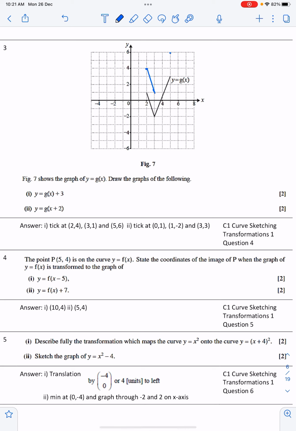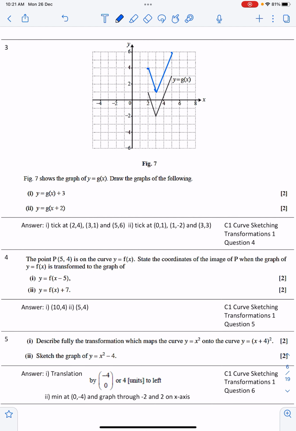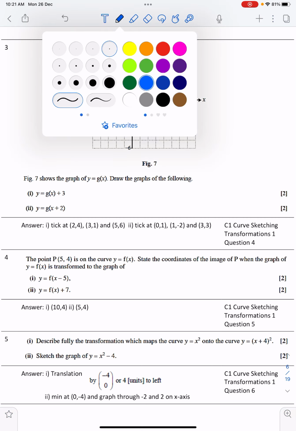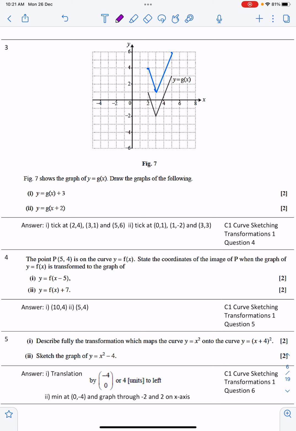The resulting curve is going to be this one which I have drawn here. Okay, for the next part you have to shift it by 2 units. Whenever it's a positive here, that means you have to shift onto the left, and if it's a negative here, then you have to shift onto the right. Positive 2 meaning you have to shift by 2 units onto the left. So the resulting graph is going to be the whole graph shifted 2 units onto the left. This is going to be the graph of g of x plus 2.